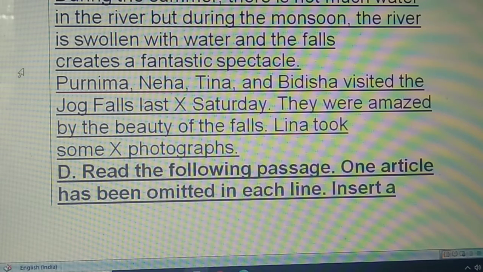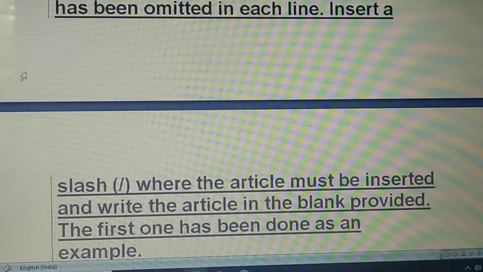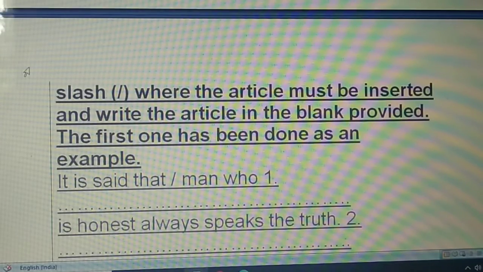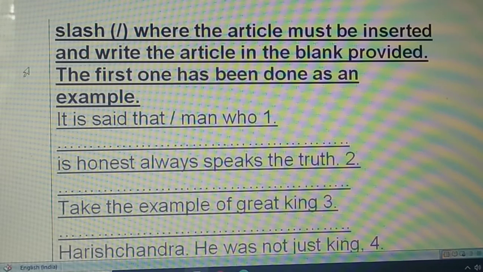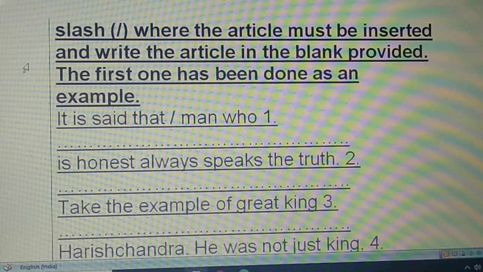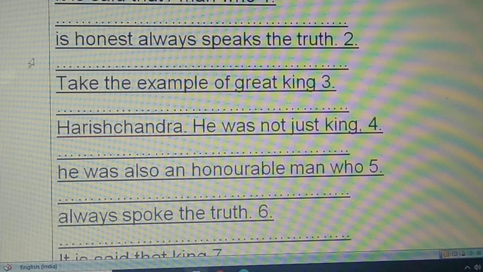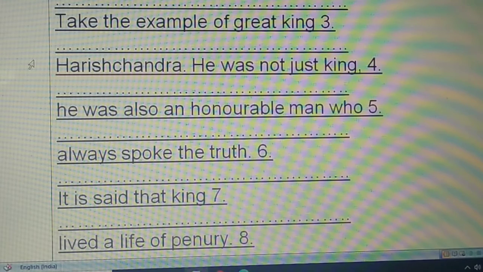See here, when an article has been omitted in each line, insert a slash where the article must be inserted. The first one has been done as an example for you. First read the question and try to understand. Article is omitted, children. The sentences have been marked 1, 2, 3, 4, 5, 6, 7, 8, 9.